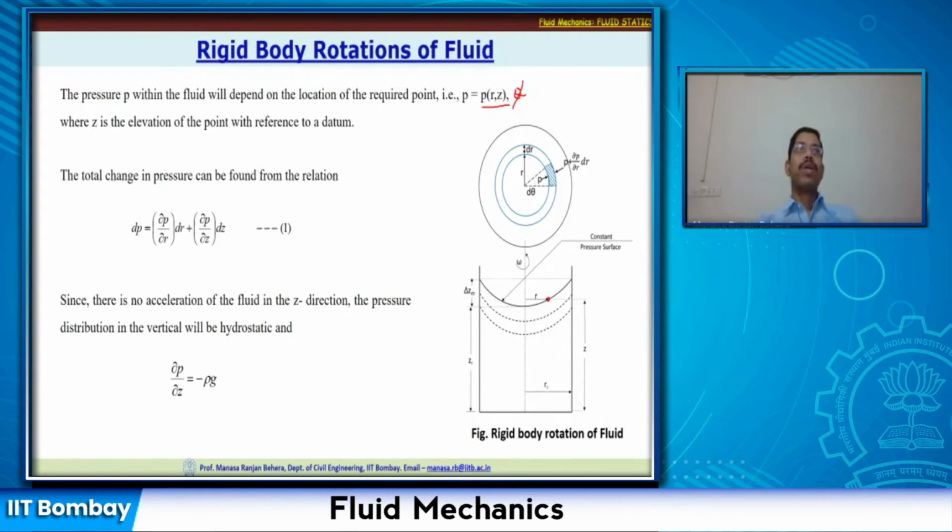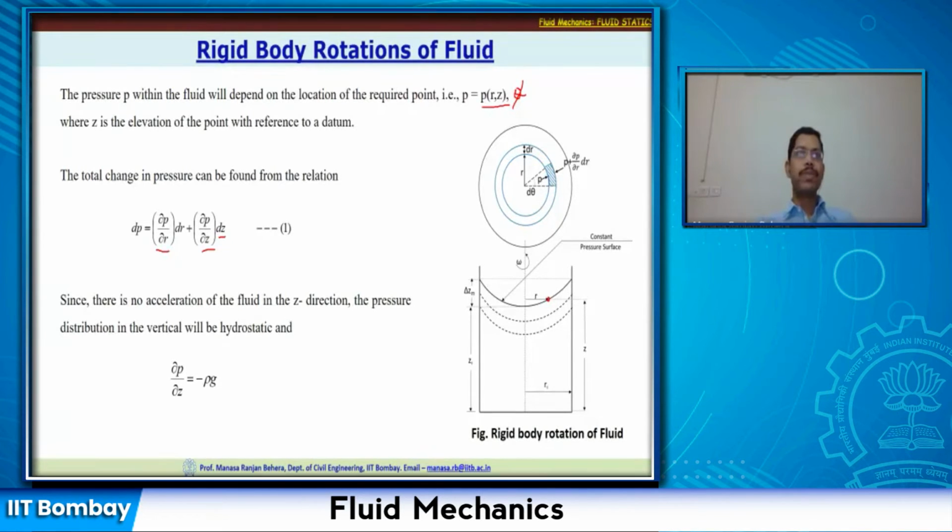So now let us understand the change in pressure. The total change in pressure can be found from the relation dP, because we know P is a function of R and Z. We can write down change in pressure dP is equal to ∂P/∂R into dR plus ∂P/∂Z into dZ.